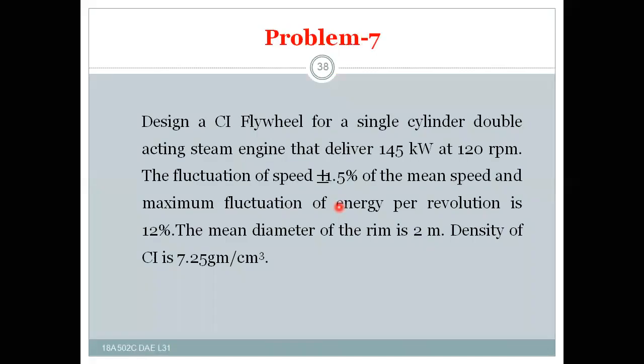So next is problem 7. Design a CI flywheel for a single cylinder double acting steam engine that delivers 145 kilowatts at 120 revolutions per minute. The fluctuation of speed is plus or minus 1.5% of the mean speed, and the maximum fluctuation of energy per revolution is 12% only. The mean diameter of the rim is 2 meters. The density of cast iron is 7.25 grams per cubic centimeter.